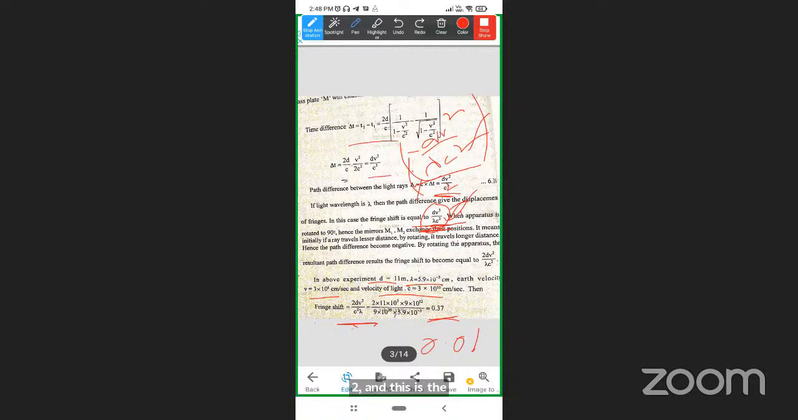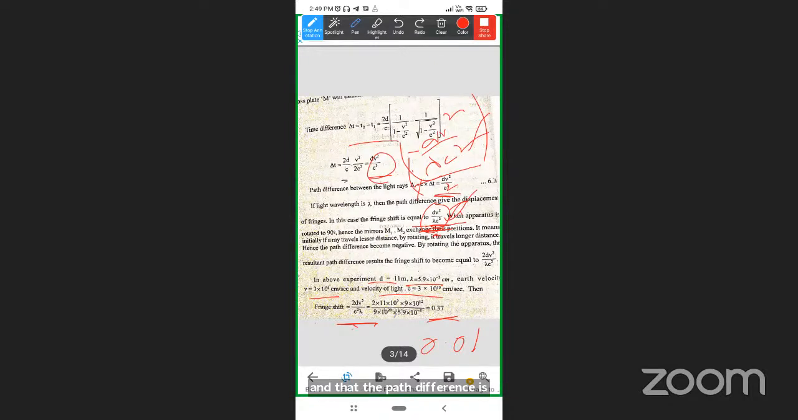You can simplify the value: dv square by c cube. Multiplying by the light rays' wavelength lambda, that is dv square by lambda c square. So this operator gives a positive value, and for the other, rotating by 90 degrees, the mirrors are exchanged. M1 becomes M2 and M2 becomes M1. So the sign exchanges, and the path difference becomes a negative value.